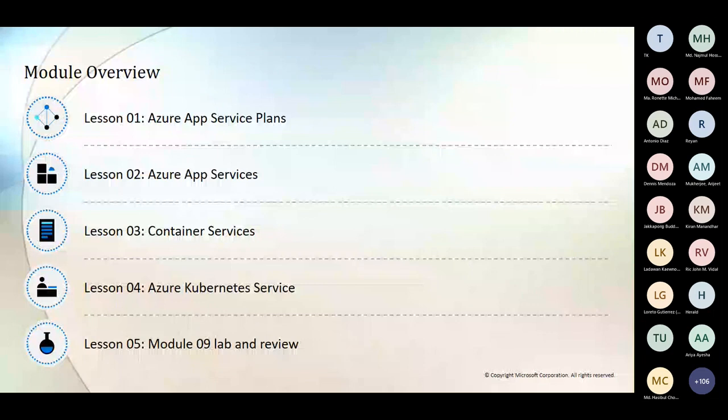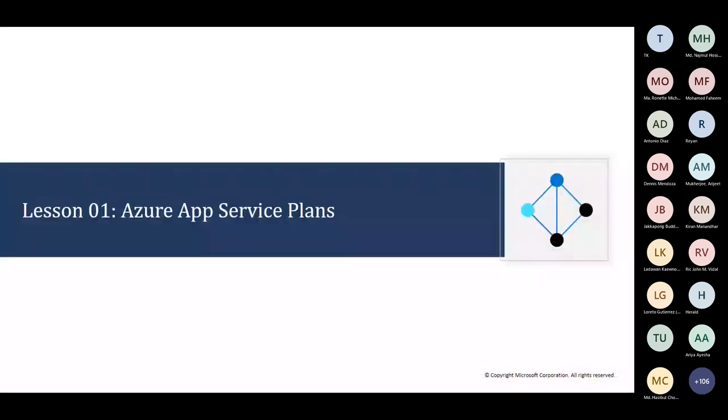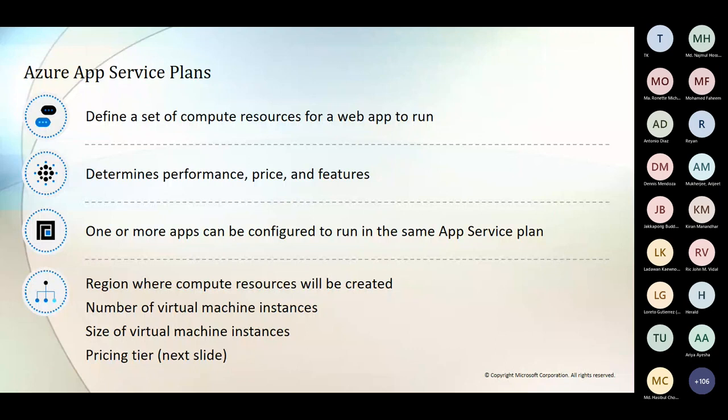What is an App Service plan? An App Service plan defines a set of compute resources for a web app to run. It's a set of compute resources, like it can be a VM, to run or deploy your app. It determines performance, price, and features. So the plan is determined by three categories. One is performance. Every plan has different performance and price, according to its features.